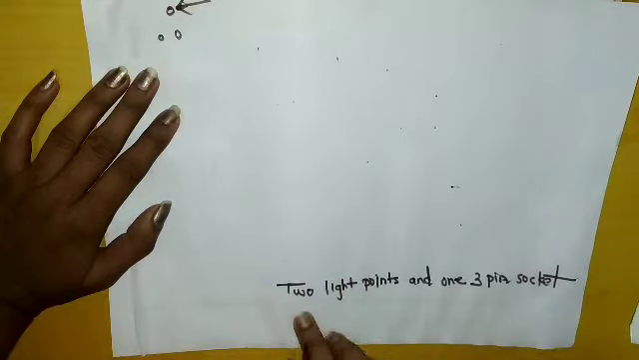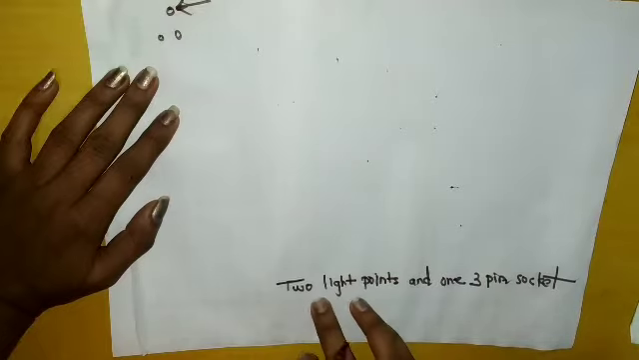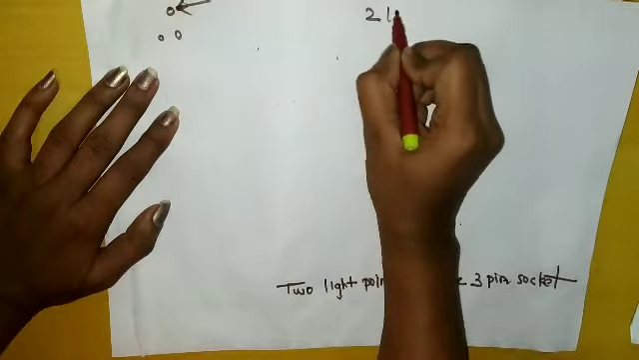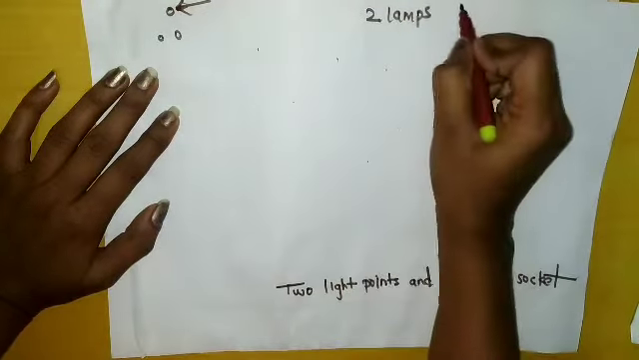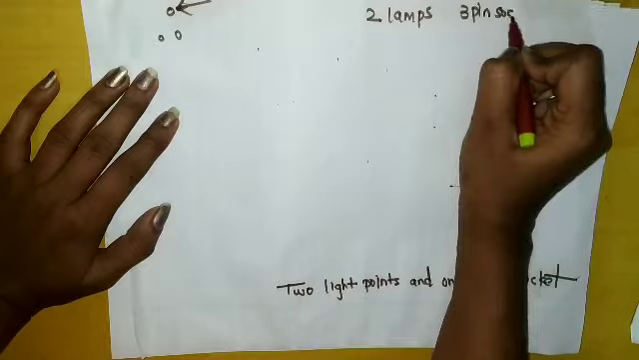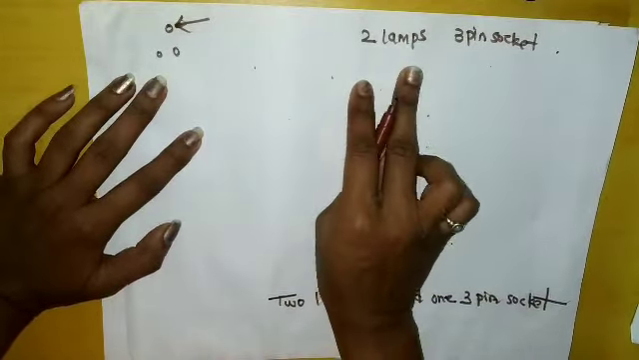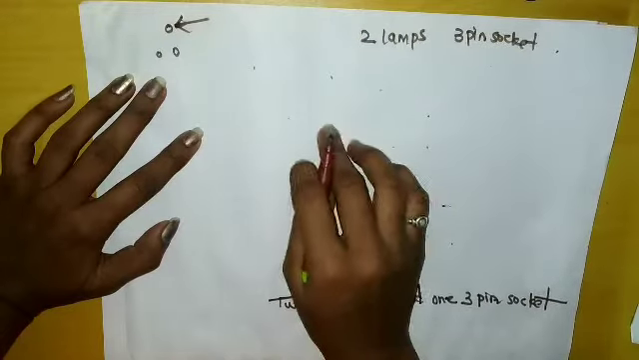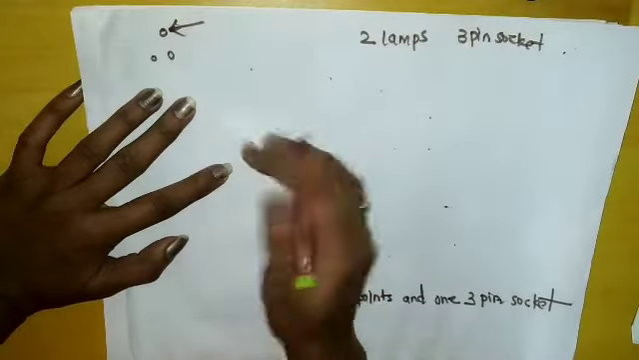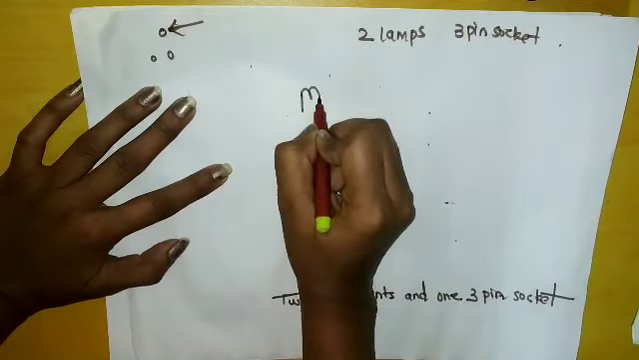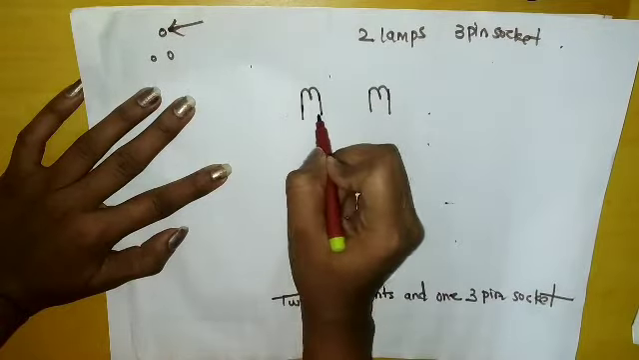Now what they have said, we have to do the wiring for 2 points, 2 light points. That means there will be 2 lamps and 3-pin socket. 2 lamps and 3-pin socket, right? So for 2 lamps we require 2 switches. To operate these 2 lamps we require 2 switches, and for 3-pin socket we require 1 switch, right? So now first we will draw here lamp. So this is lamp 1 and this is our lamp 2, right?